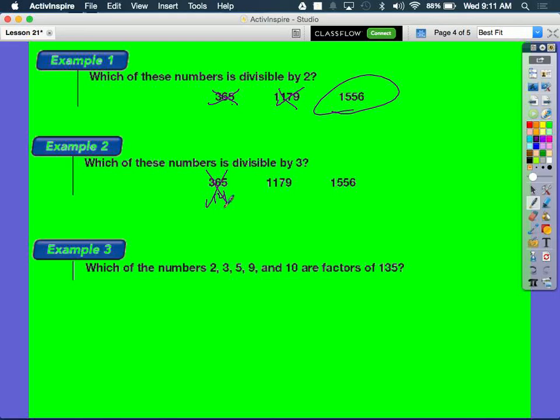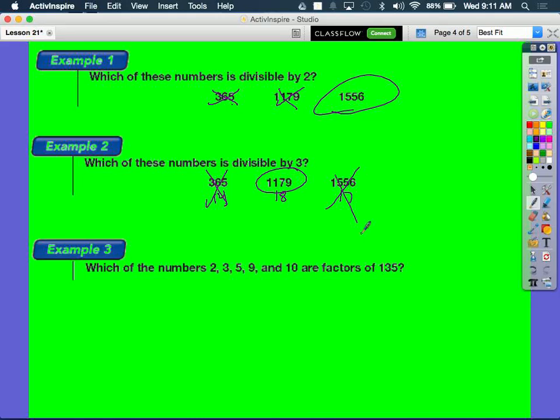1 plus 1 is 2, plus 7 is 9, plus 9 is 18. 18 is divisible by 3, 3 times 6, so therefore 1,179 is divisible by 3. This one. 1 plus 5 is 6, plus 5 is 11, plus 6 is 17. 17 is not divisible by 3, therefore 1,556 is not divisible by 3.